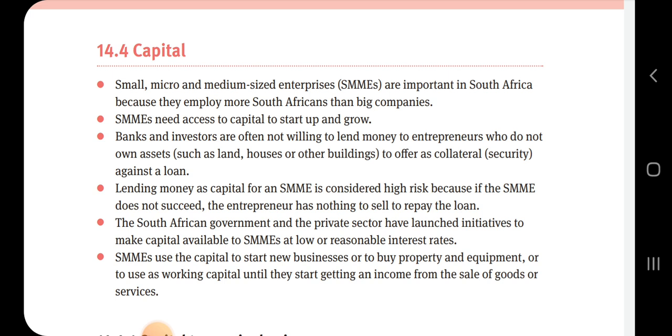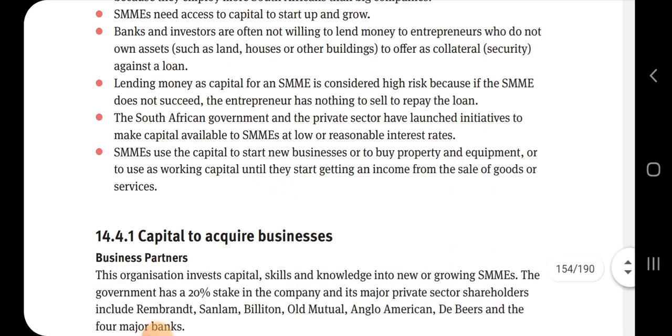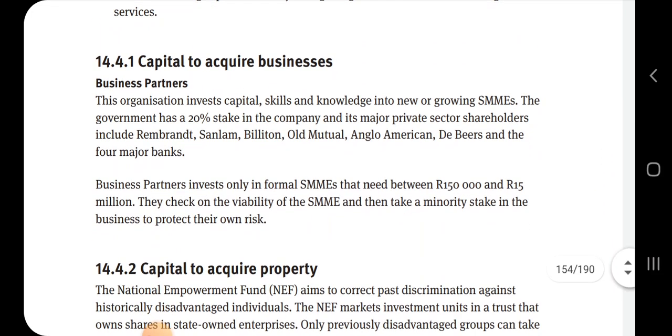So the South African government and the private sector have launched initiatives to make capital available to SMMEs at low and reasonable interest rates. SMMEs use the capital to start new businesses, to buy property and equipment, or to use as working capital until they start getting an income from the sale of goods and services. So let's talk about capital to acquire businesses. You are given capital to buy businesses, okay? Business Partners: this organization invests capital, skills and knowledge into new or growing SMMEs.